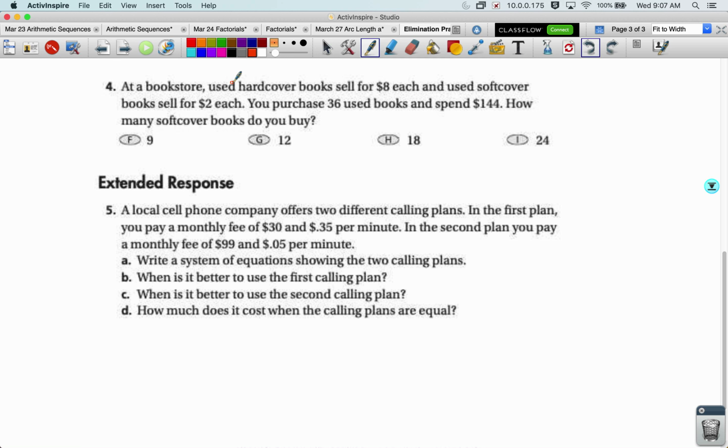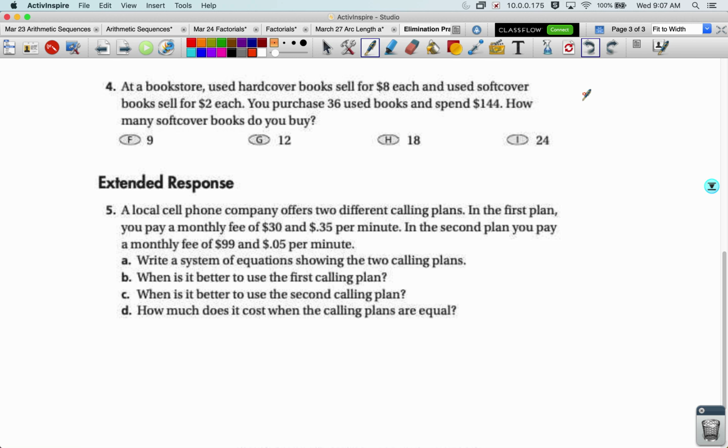All right, at a bookstore, used hardcover books sell for $8 each, and used softcover books sell for $2 each. If you purchased 36 used books and spent $144, how many softcover books did you buy? So we haven't seen a word problem like this yet, but I'm going to show you how to set it up. So I'm going to use H for the number of hardcover and S for the number of softcover.